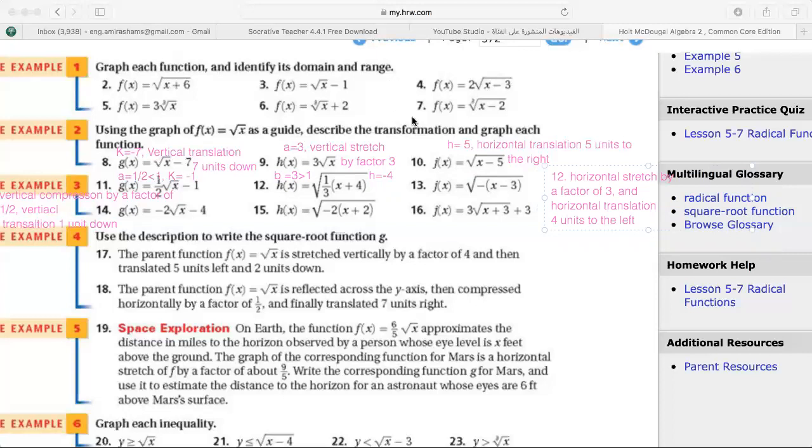Okay, 13. Let's solve here 13. I have a negative sign multiplied by x under the radical sign, not for the whole function. So it is a reflection across the y-axis. So let me write first, reflection across the y-axis.